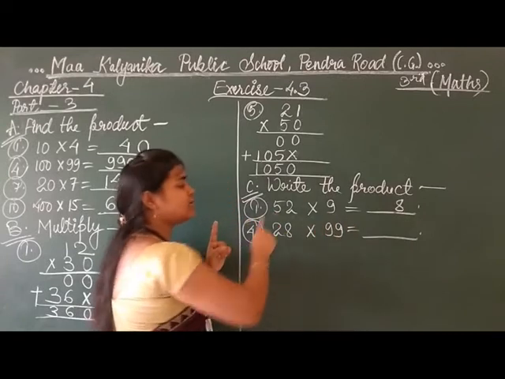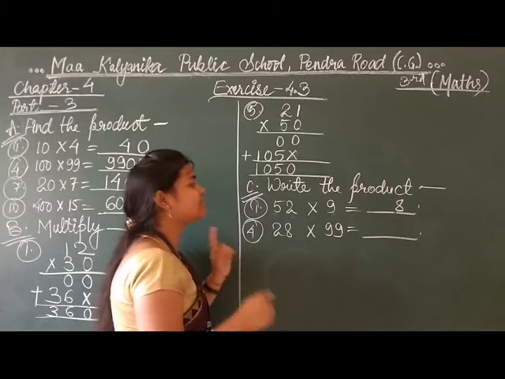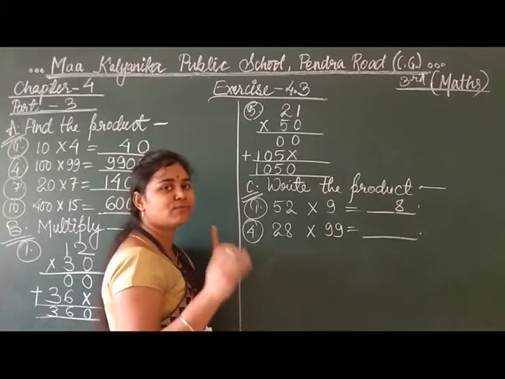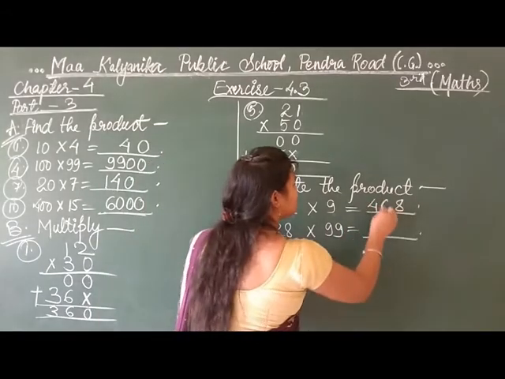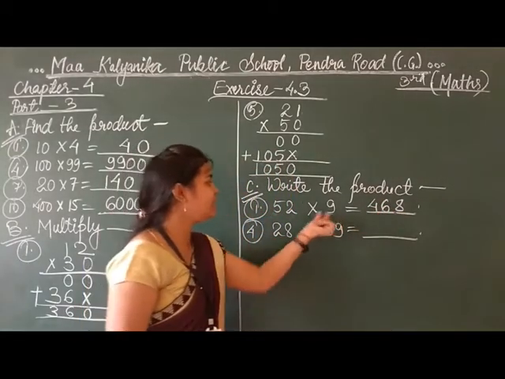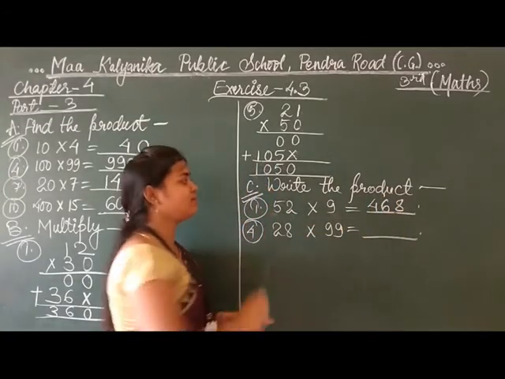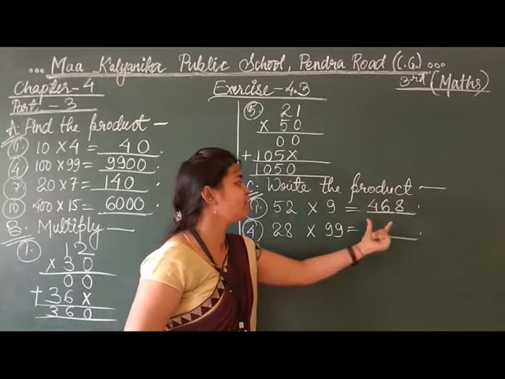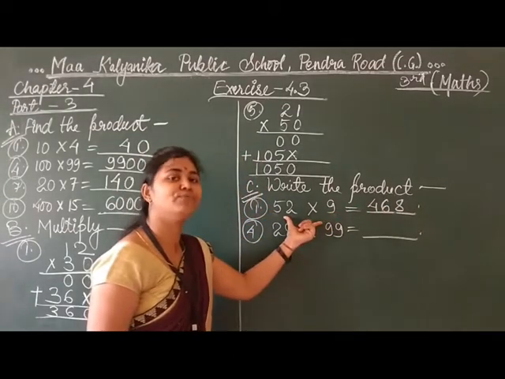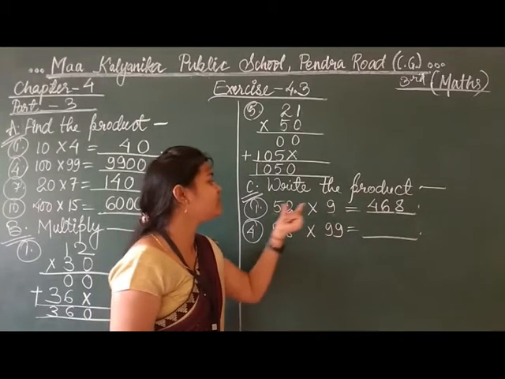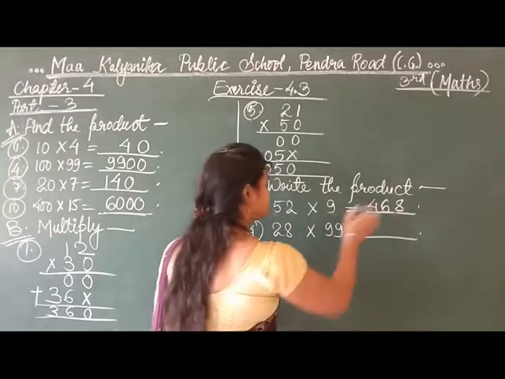Then 9 5s are, read the table. 9 1s are 9. 9 2s are 18. 9 3s are 27. 9 4s are 36. 9 5s are 45. 45 and 1 carry was there. So it is 46. Once again check. 9 2s are 18, 1 carry 8 here. And 9 5s are 45. 45 plus this one, 46, means 468 is the product of 52 and 9. And what is 52 and 9? 52 and 9 are the factors, and this is the product of these two factors.